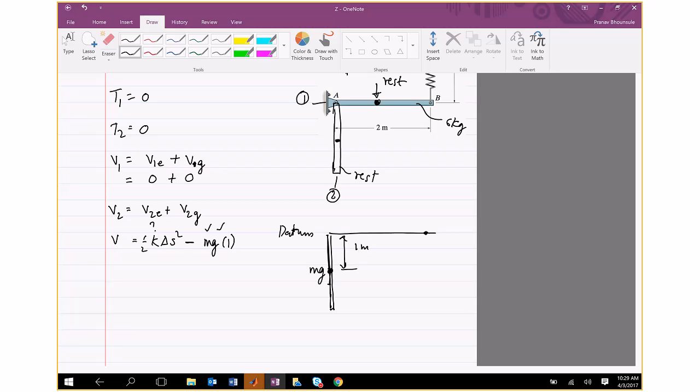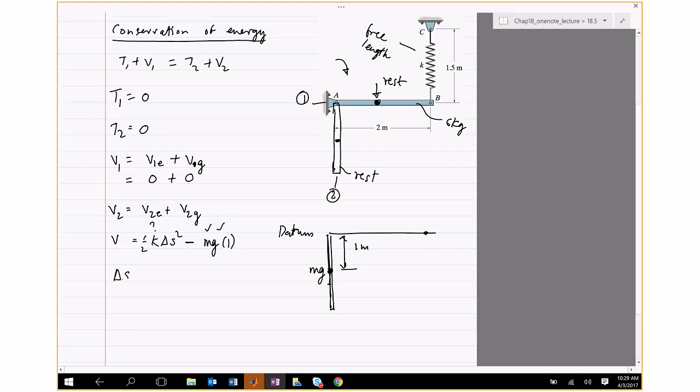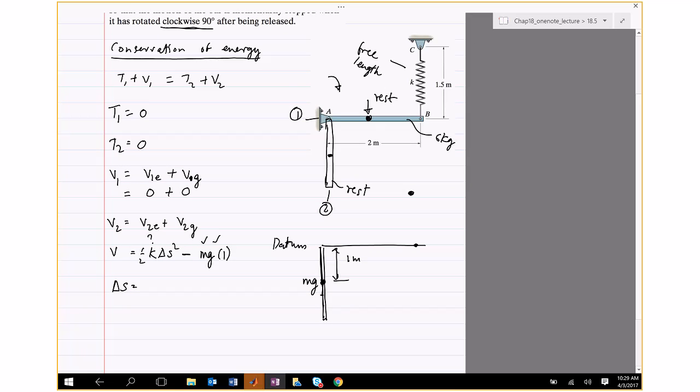Delta s is the extension in the spring. Delta s is the change in spring length. So this is the point C, this is point A, this is point B. Initially the spring is this way, and then since it's attached at point B, this is how it's going to be. It's going to be stretched. So this distance is 1.5. The new delta s is the new length of the spring in this position. We call this CB prime. It's going to be CB prime minus the original length of the spring, which is CB.